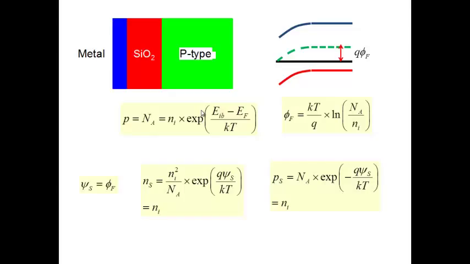So also please find out what is psi s. What is psi s equal to? When you create this condition, what is the surface potential? Psi s is potential at the surface. Note that all you have to do is, this is the expression for Ns. Ns is equal to Na. Find out what is psi s and draw the diagram.